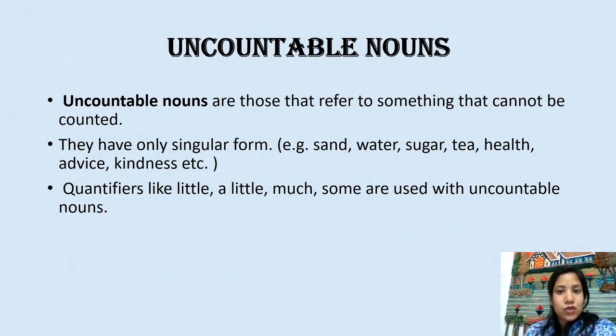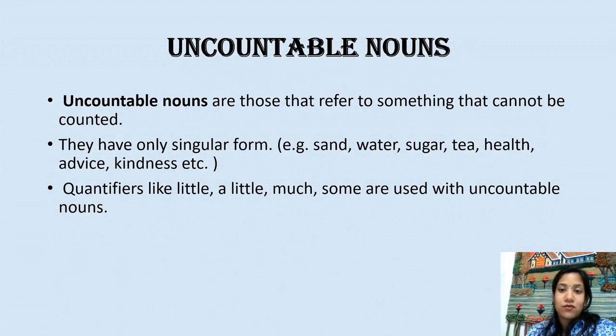Next is uncountable nouns. Uncountable nouns are those that refer to something that cannot be counted. We cannot count them in numbers. We can have just their quantity, like any material, any liquid, or any concept or mass object which has no boundary. And these uncountable nouns have only their singular form. They do not have a plural form because they cannot be separated easily.